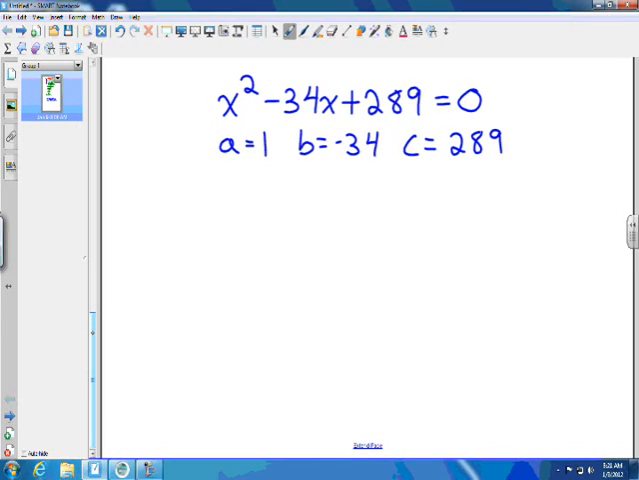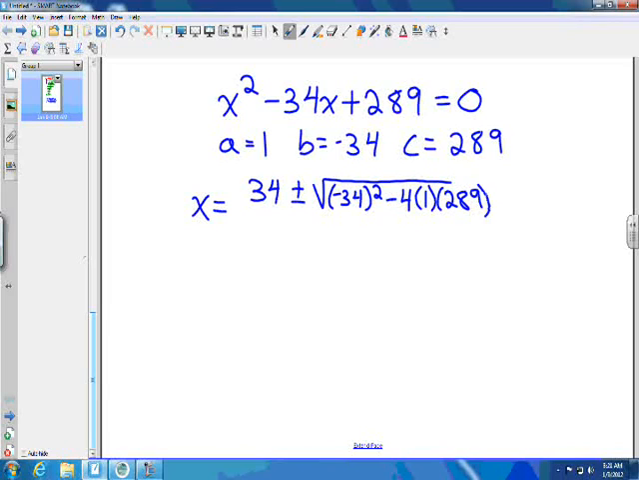So the opposite of B then is positive 34 plus or minus the square root of negative 34 squared minus 4 times A is 1 and C is 289 all over 2 times 1. A will a lot of times be 1. So most of the time you're going to have a 2 under there. But sometimes it'll be different numbers.